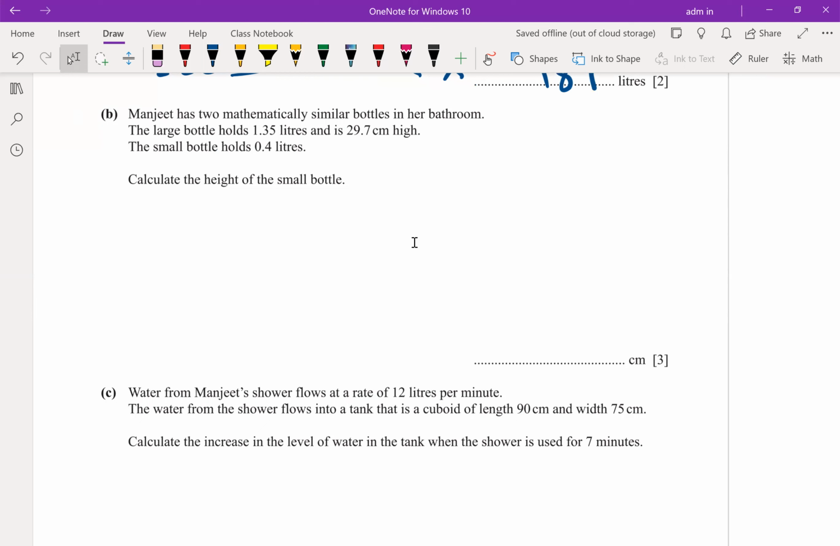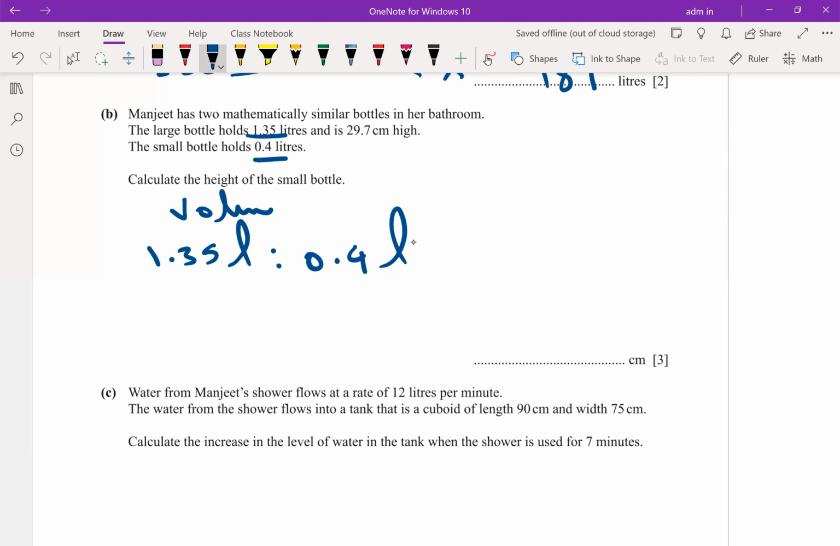So they are similar. Which is given? The large bottle holds 1.35 and the height is. The small bottle is. So which do we have now? Volumes. If we have volume, right, volume ratio. The volume is 1.35 liter to 0.4 liter. Is it the same unit of measuring? Yes, you can remove it.